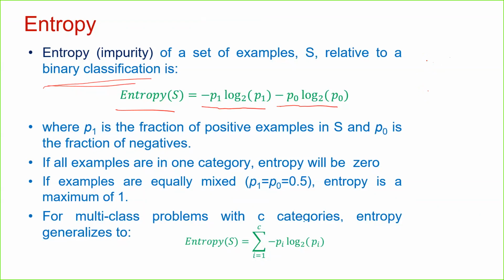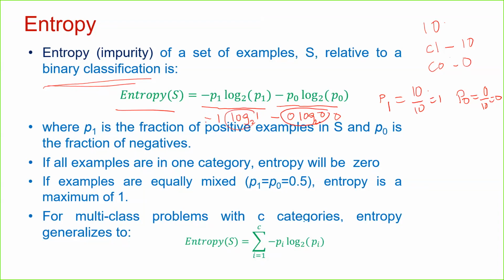Let me take an example. Let's say there are 10 instances and all of them belong to class 1. Isn't it the lowest degree of impurity? Class 1 we have 10 instances, class 0 we have 0 instances. So what is the fraction of positive examples, P1? 10 by 10, 1. What is the fraction of negative examples, P0? 0 by 10, 0. Compute this: minus 1 log 1 and minus 0 log 0. This is 0 and log 1 is also 0. So impurity is 0. It means purity is 100%. Am I right? Right.